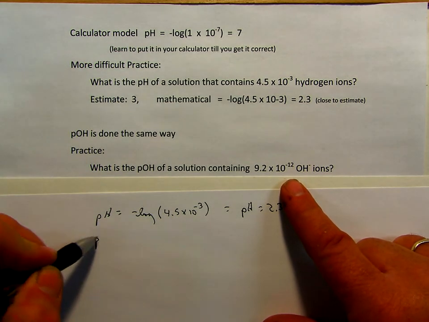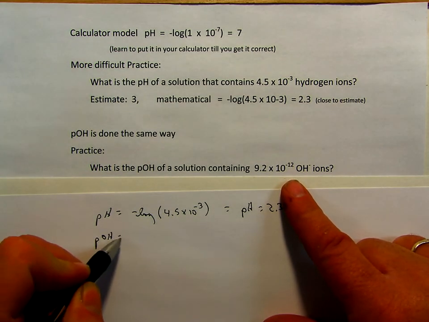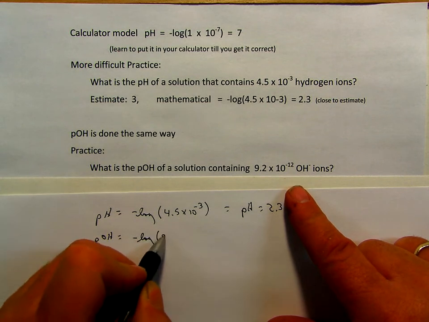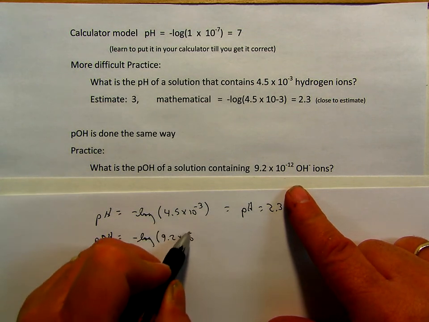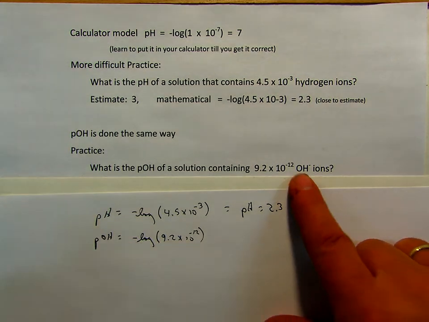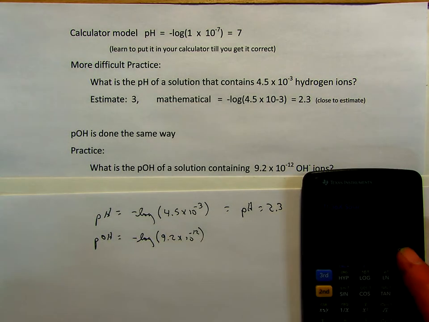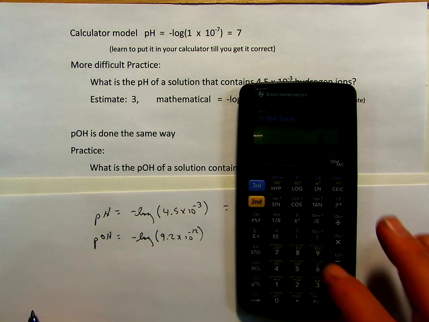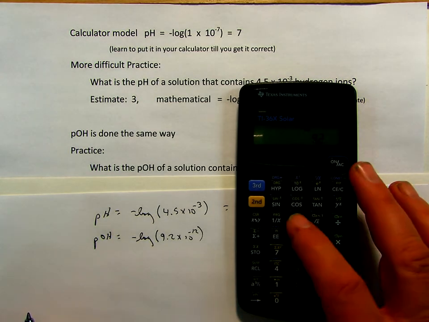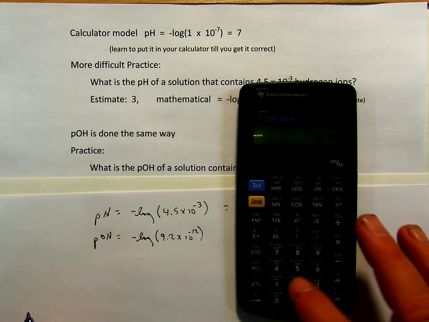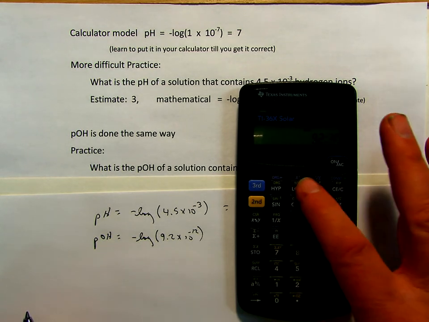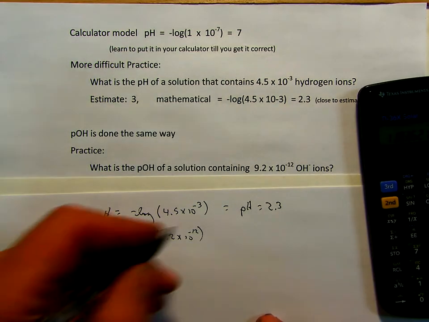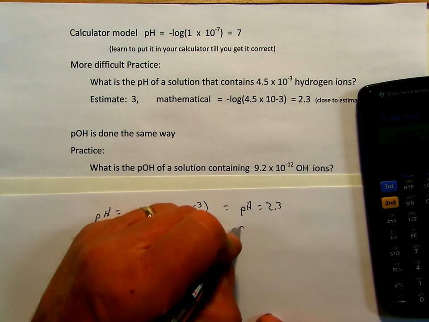Let's say the pOH is equal to the negative log of the OH concentration, which is known to be 9.2 times 10 to the minus 12 moles per liter of hydroxide. If I want to put that in my calculator, I'll start off by putting in 9.2 exponent 12, change my plus minus sign, hit the log button, and then hit the plus minus key. That's a pOH of 11.